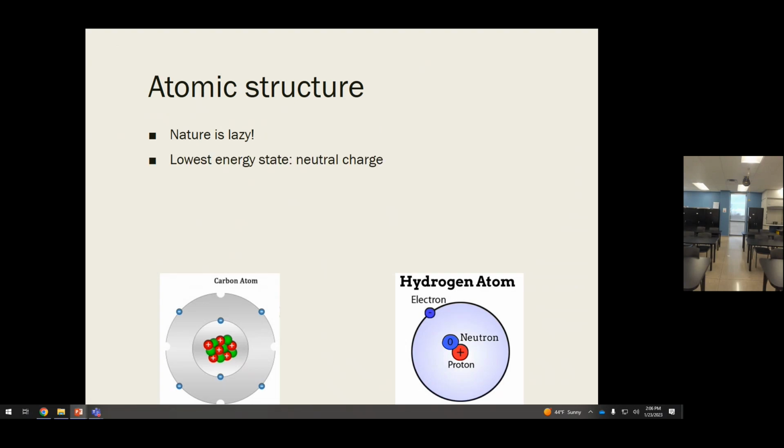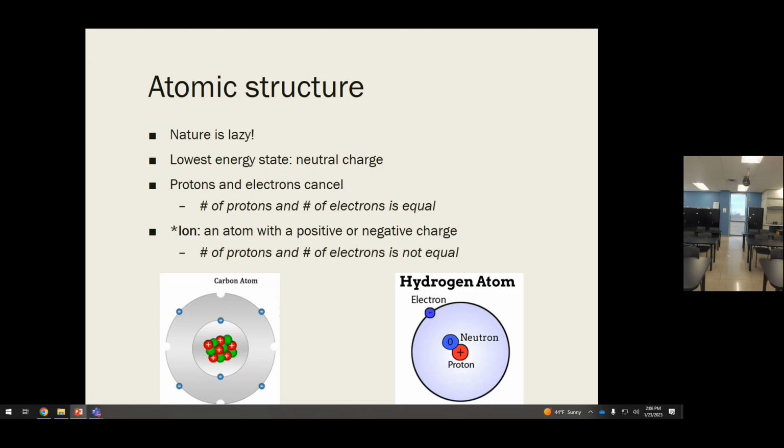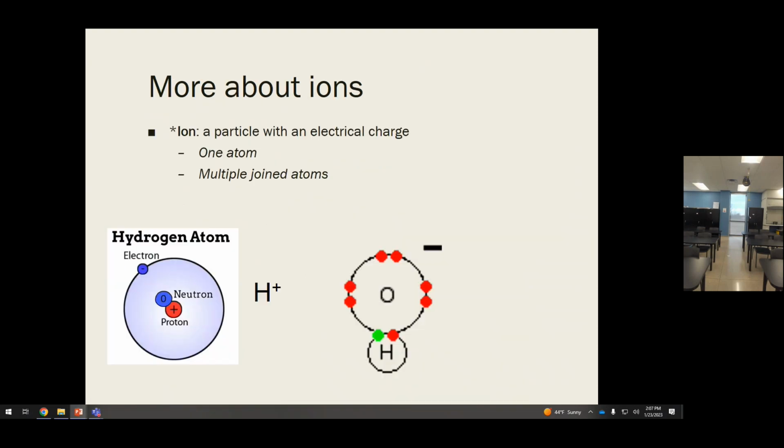Let's talk about the structure of the atom. Nature is lazy and wants everything to be in the lowest energy state possible. And for atoms, that means a neutral charge overall, which means that the number of positive charges and the number of negative charges in an atom cancel each other out so that there's a neutral charge. The number of protons and electrons is equal. If the number of protons and electrons is not equal, that atom is called an ion, which is an atom with a positive or negative charge. And as you'll see here, an ion can refer to one atom or it can refer to multiple joined atoms.